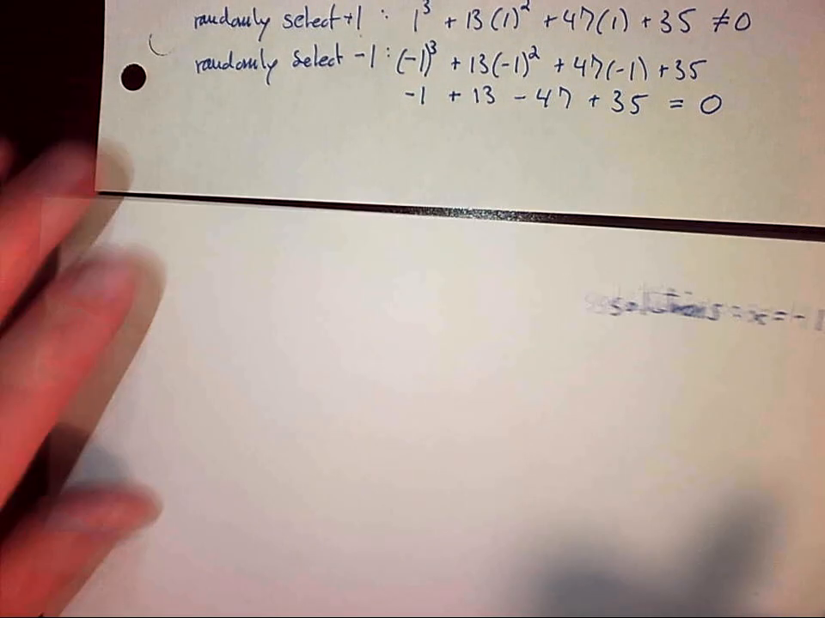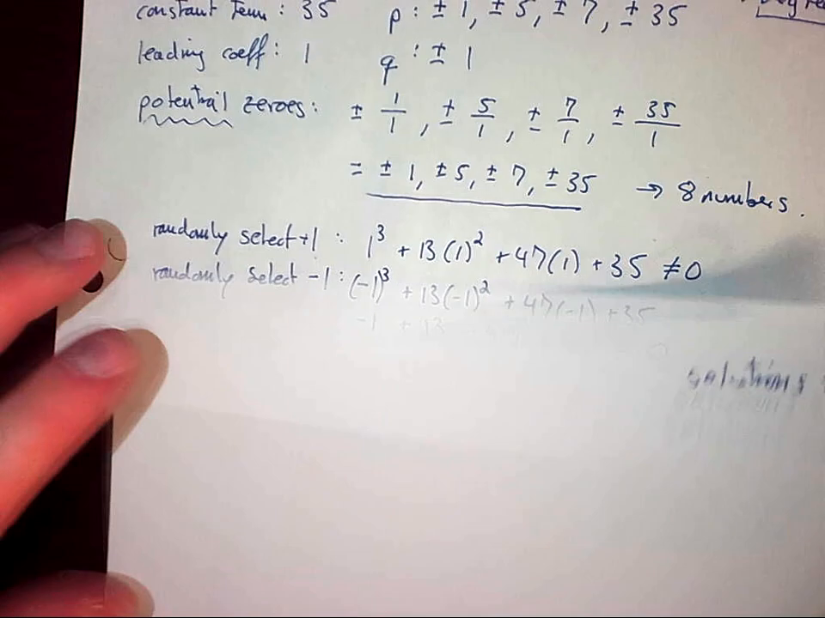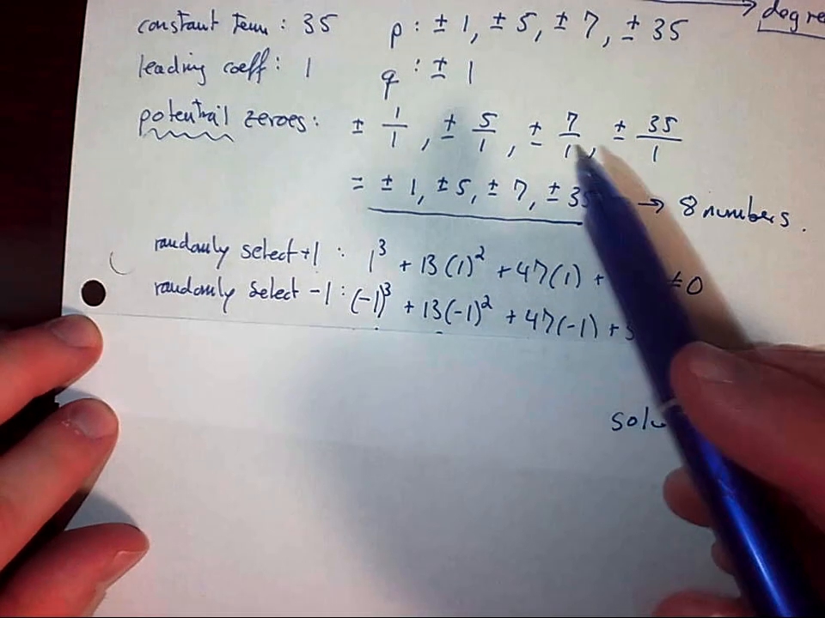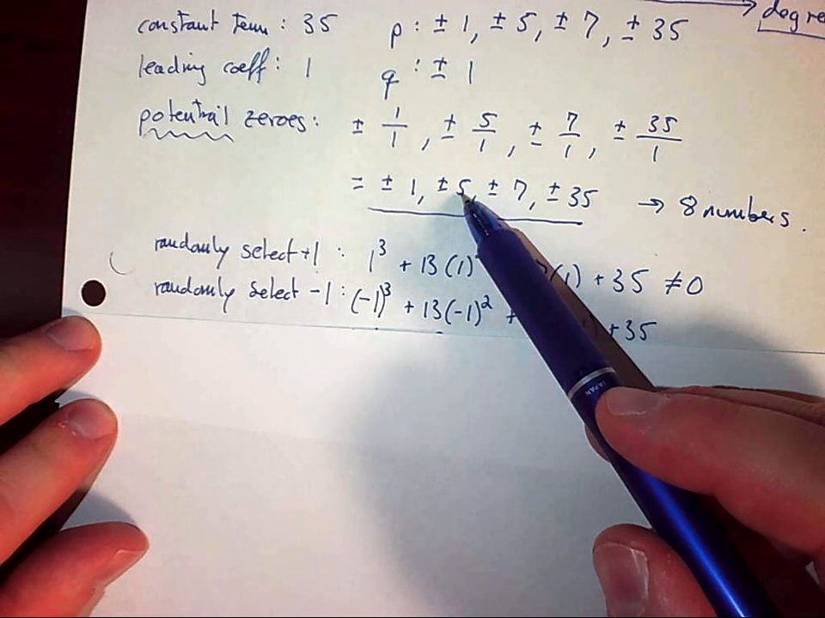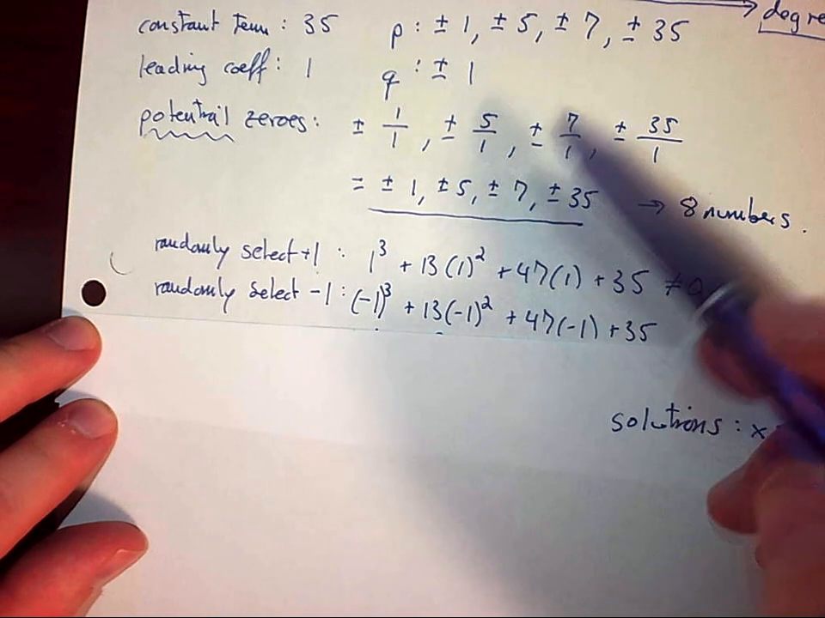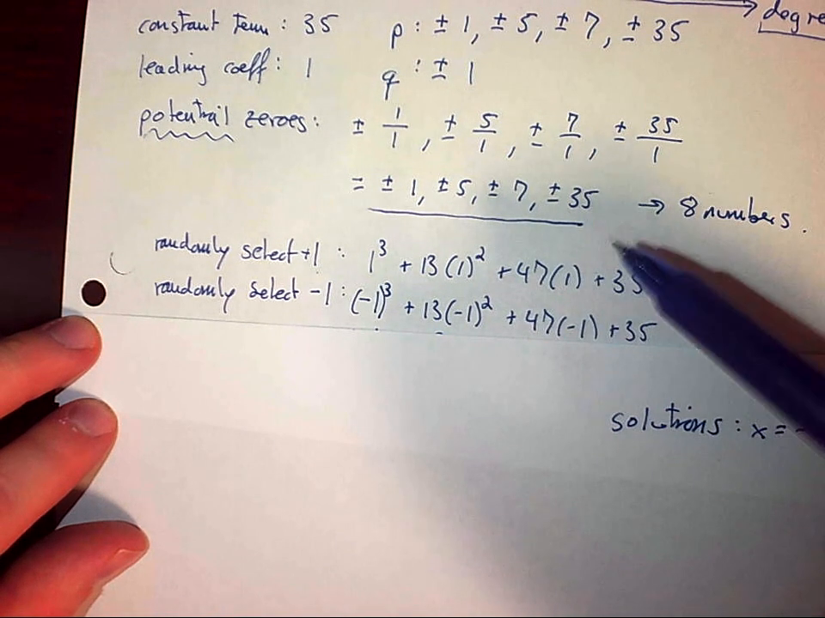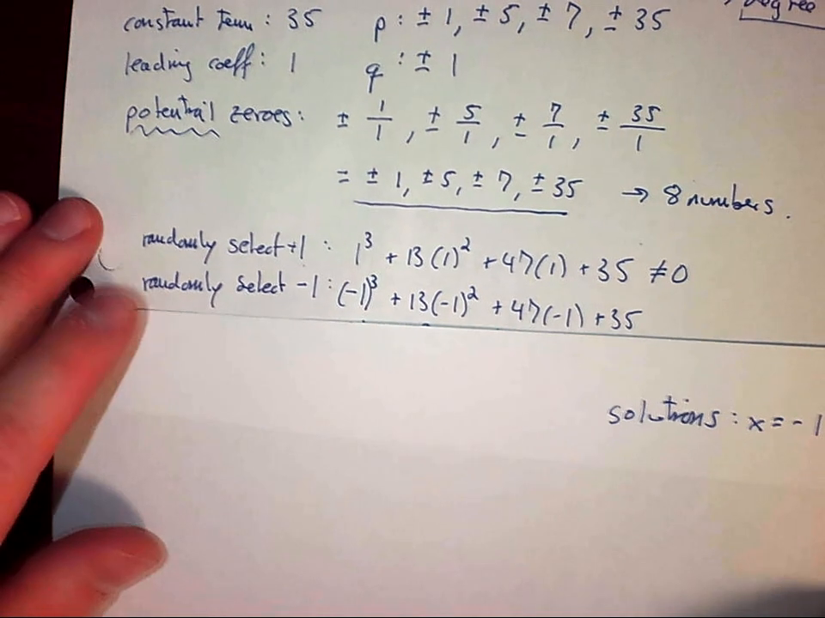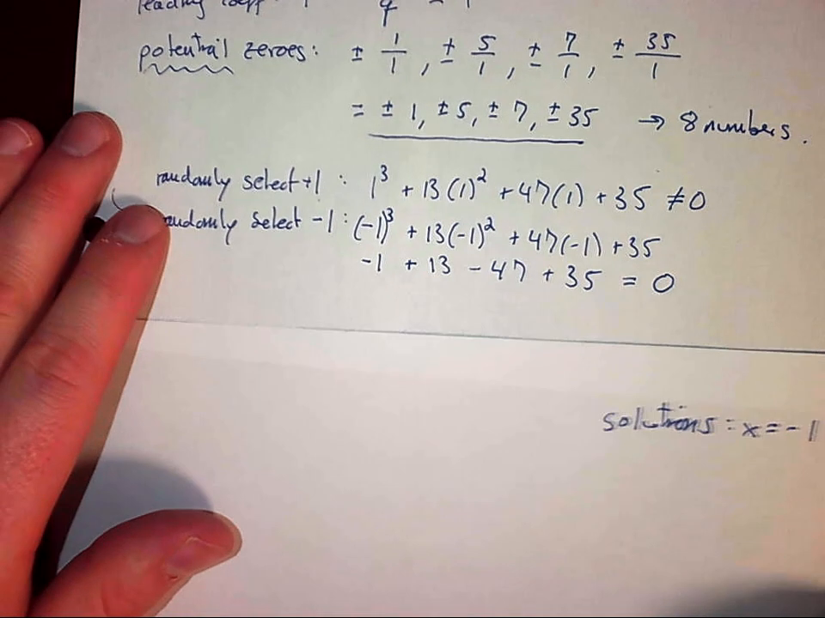Well, we could literally just continue on with that process. I wouldn't say that I'm randomly selecting it. I would then just do positive 5 and negative 5, just like we did positive 1 and negative 1, and then plus or minus 7 and plus or minus 35. And eventually we would come out with 3 numbers that would work. But what we can also do now is this.